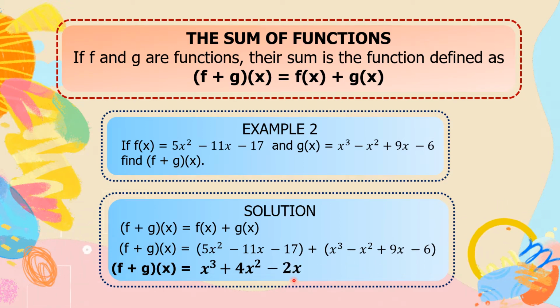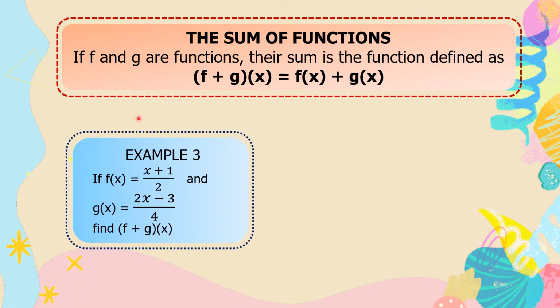negative 2x. And for the last term, we have the constant term, negative 17 at negative 6. So, i-add natin negative 17 plus negative 6 is equal to negative 23. So, f plus g of x is equal to x cubed plus 4x squared minus 2x minus 23.